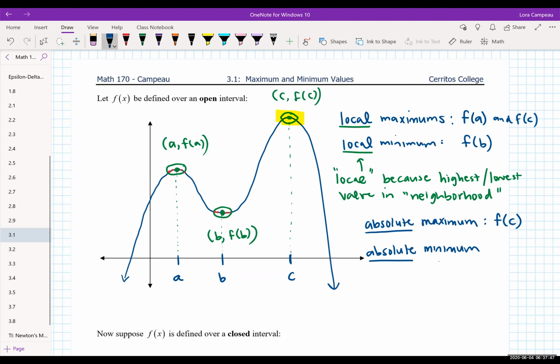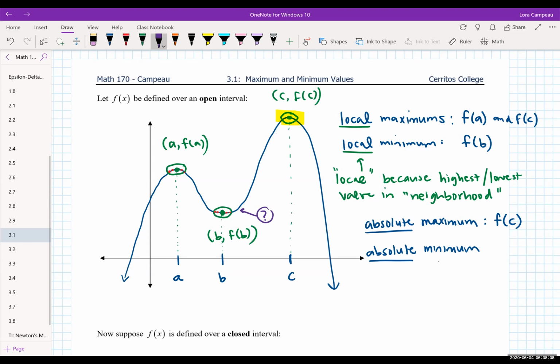Now be careful. A lot of times when you look at absolute minimum, remember it has to be the absolute min, so the lowest of the lows on the given interval. Some people might start looking at the f of b and have a question about it. Well, can that be the absolute minimum?